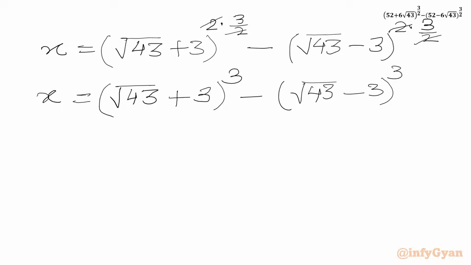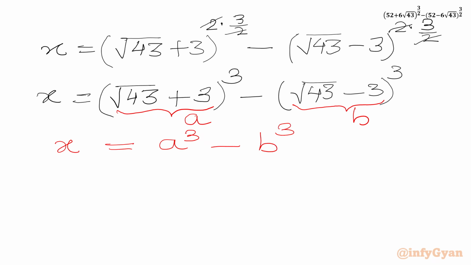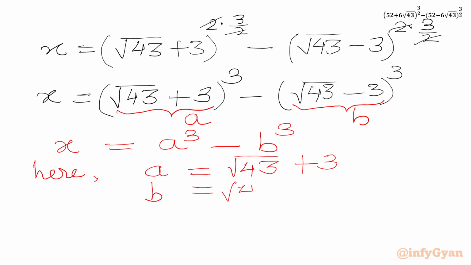Now I am going to use substitution. Let us say this is a, this is b. So I can write x is equal to a cube minus b cube. Here a is √43 + 3 and b is √43 − 3. Now we will find the value of a − b and ab.